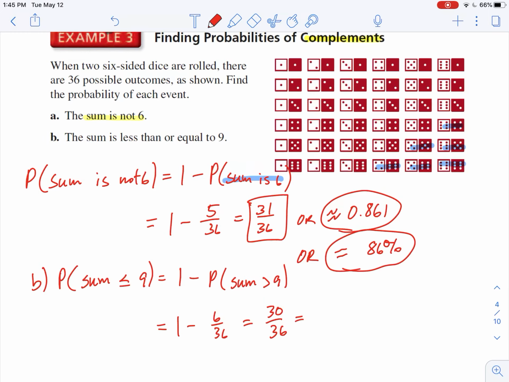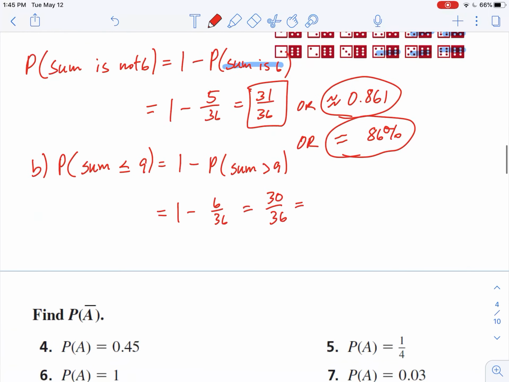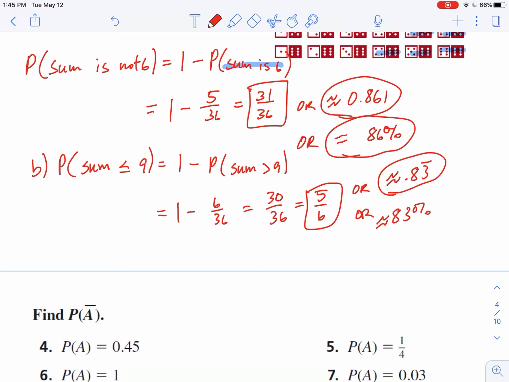And that will, of course, reduce. Both of those are divisible by 6. So I've got 5 over 6 as a possible answer. But again, you want to be comfortable answering these in different formats. So that would be the fraction. You could also write it as 0.83 repeating. Another way you could write this is as a percentage, about 83%.